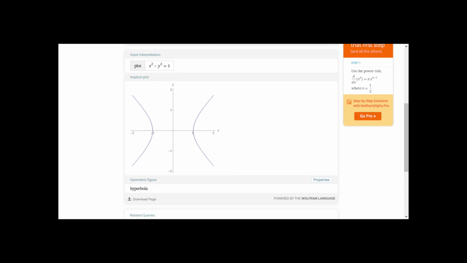Okay, how many people know what is an ellipse? How does an ellipse look?